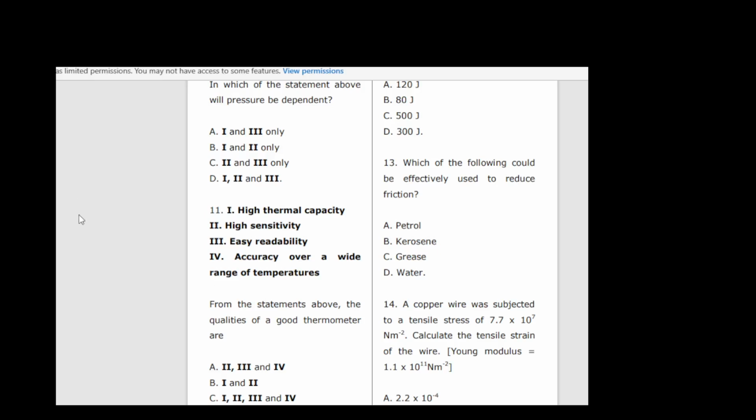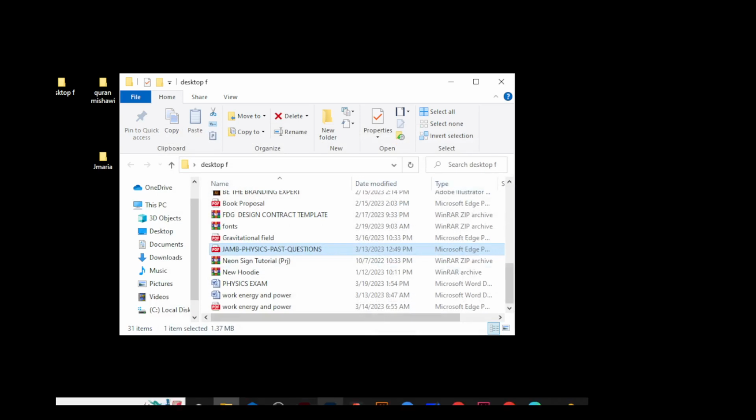For those that just joined the class, the question is: high thermal capacity, high sensitivity, easy readability, accuracy over a wide range of temperature. From the statements above, the qualities of a good thermometer are... So the question falls under temperature and its measurement, just like we said earlier. And we're trying to define temperature.